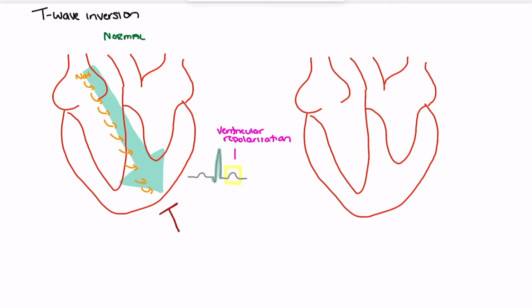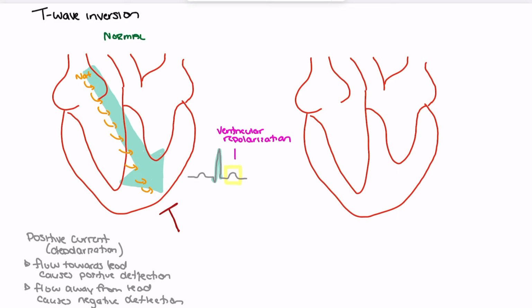The opposite is true when we see the flow of positive current away from a lead. The flow of positive current away from a lead will cause a negative deflection. We'll outline those pieces here. Now, when we talk about repolarization, we have to remember that we're talking about the negative flow of current. During repolarization, as the ventricle is repolarizing, we're watching the tissues become more negative. We can draw this in as we look at our myocardial action potential, where we see the action potential occurring, and then we have repolarization of the tissues.